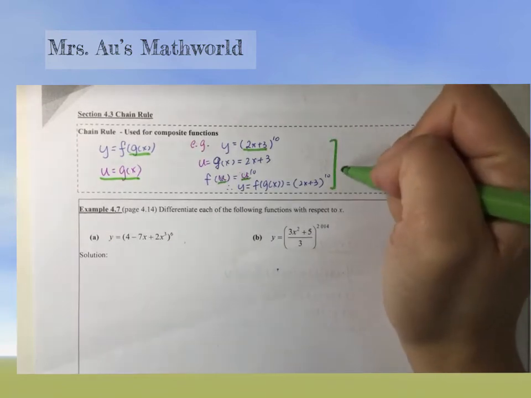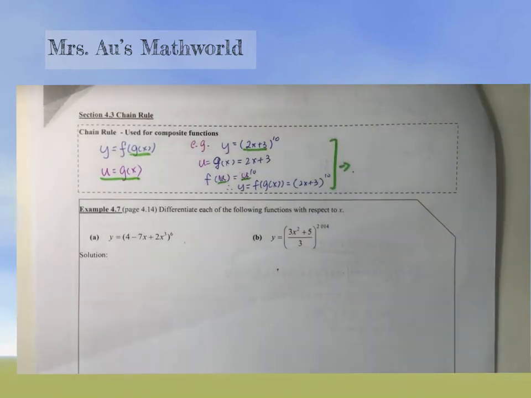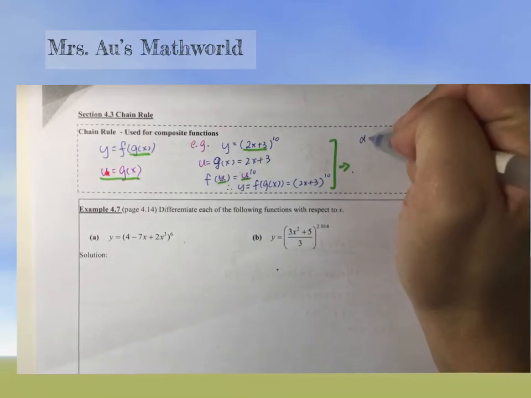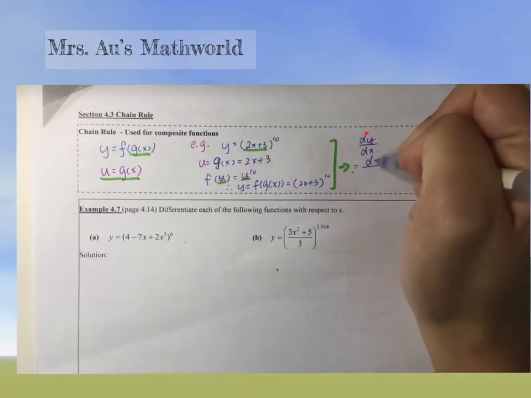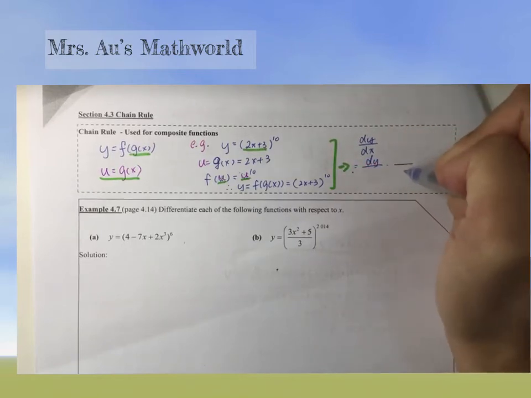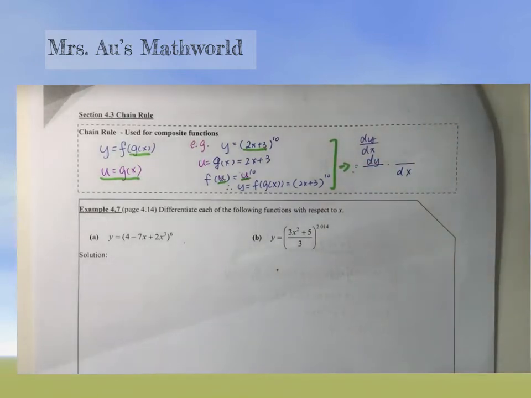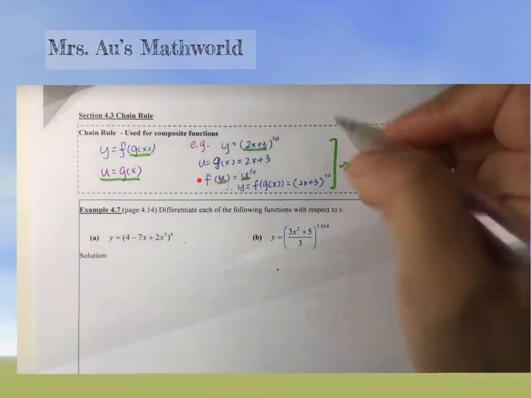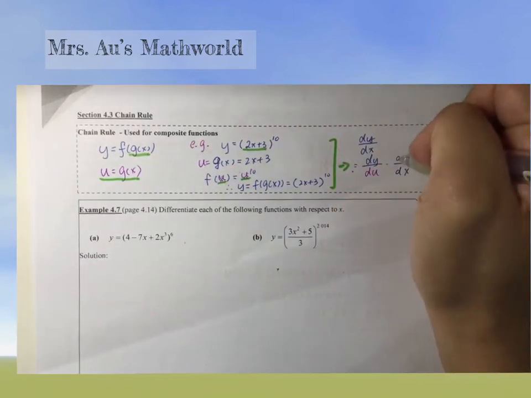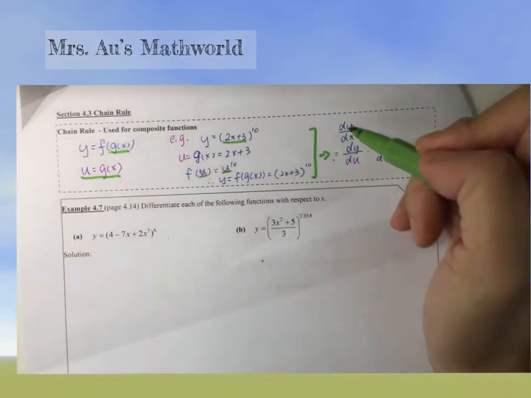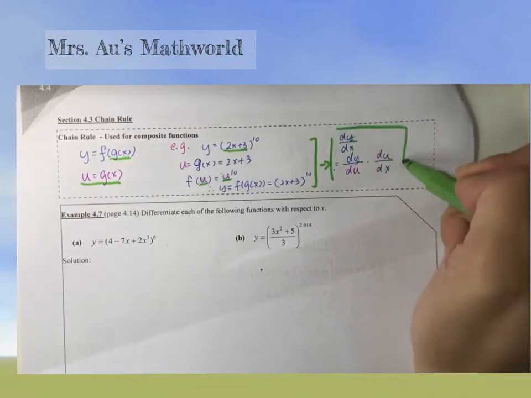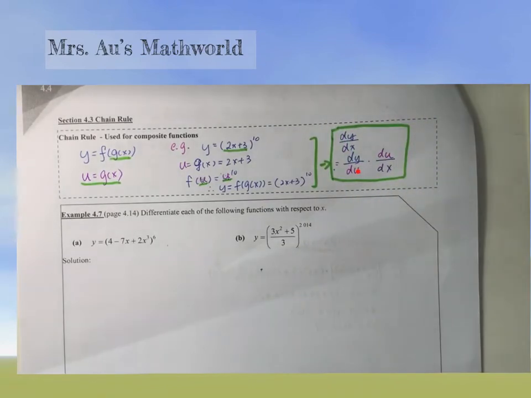To conclude, we will let u be g of x, and then we do the differentiation. We will differentiate with respect to u first. That means we use this part to do differentiation, and then after that we use this function to differentiate. It means the u is repeated: dy with respect to du first, and then du differentiated with respect to x.